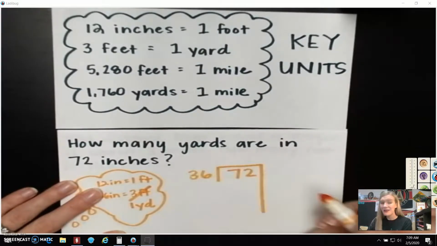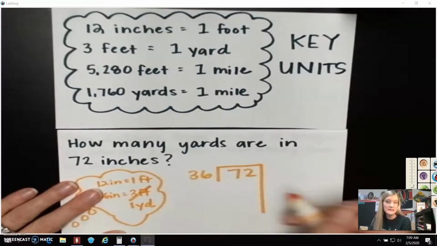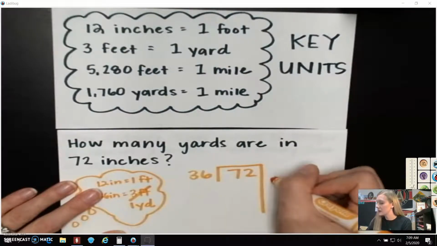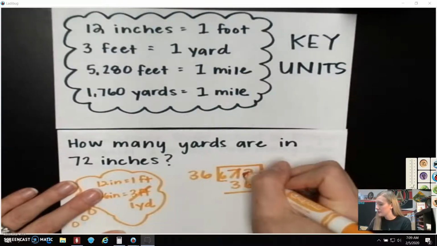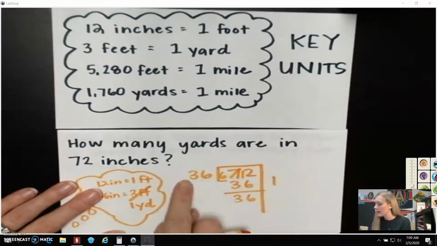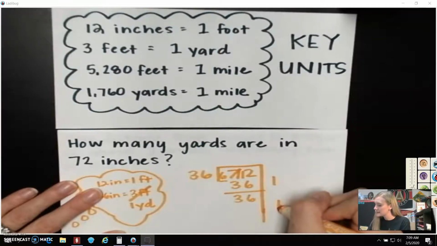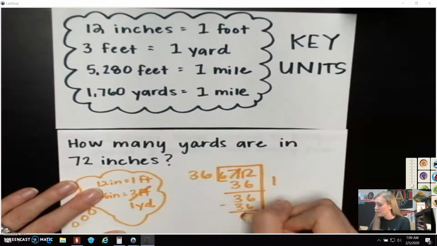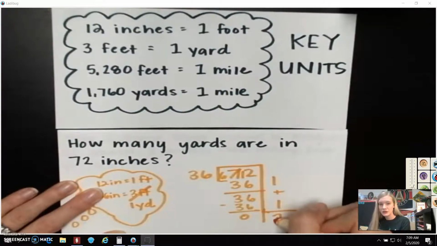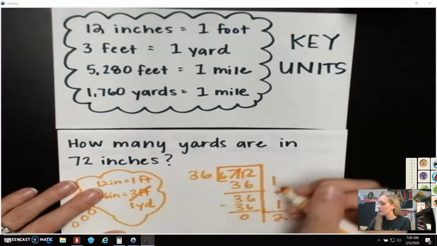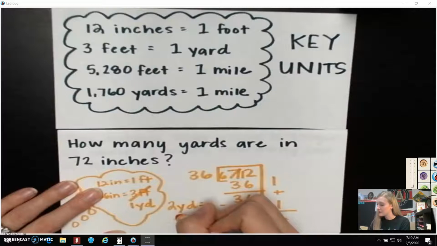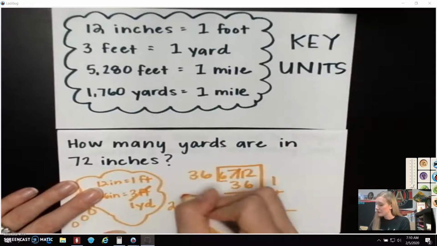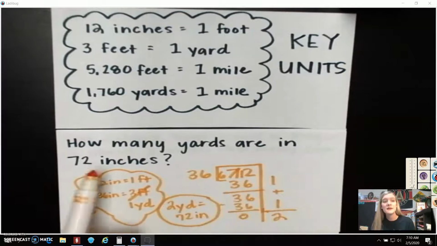I don't know about you, I don't count by 36s, and this isn't a very big number, so I'm just going to start by taking one group of 36 away and see what I'm left with. So when I do my math, oh, and look at that. I'm left with another group of 36, which leaves me with 2, which tells me that there are 2 yards in 72 inches.